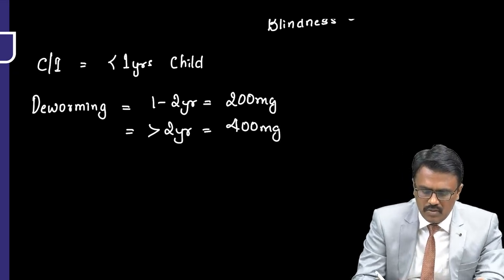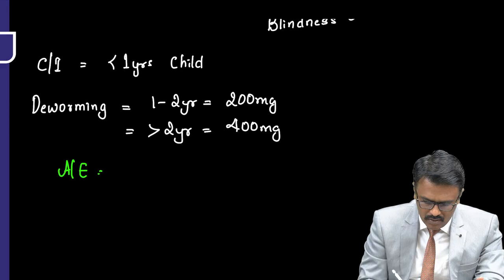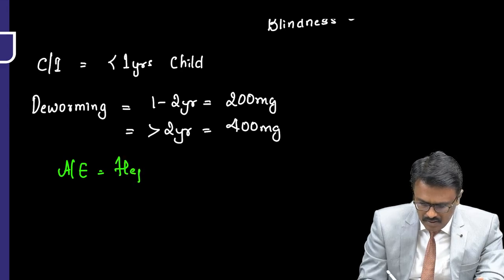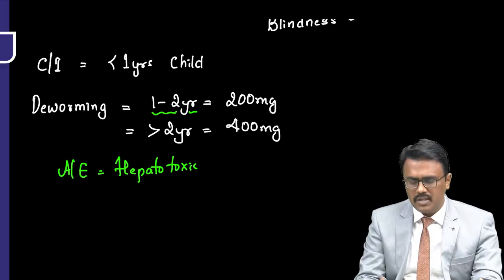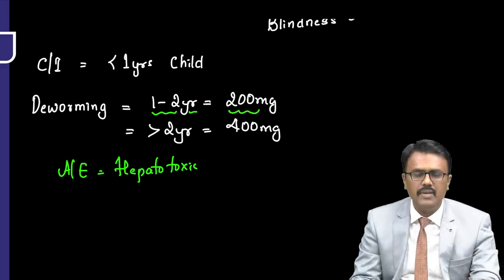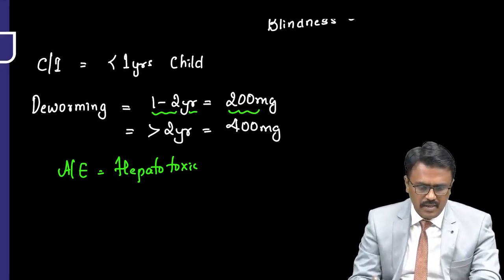Now you may ask, sir, why is it avoided in less than 1 year? There is always a risk of hepatotoxicity with this drug. So we don't want to take the risk. So that is about the story of albendazole. There are other drugs which we also use in therapy. Let me tell you the drug's name.